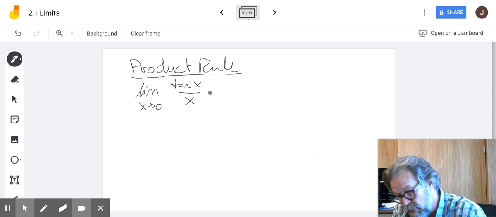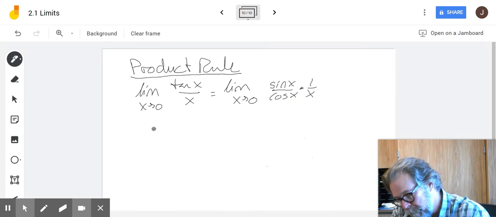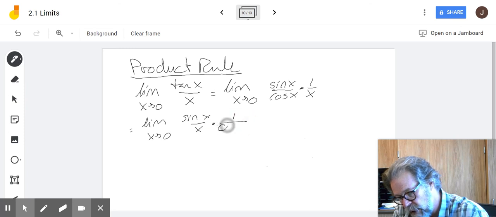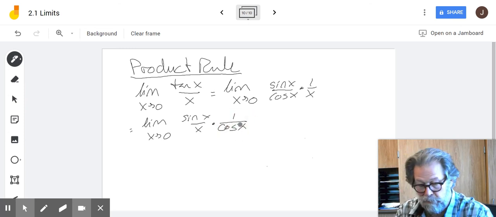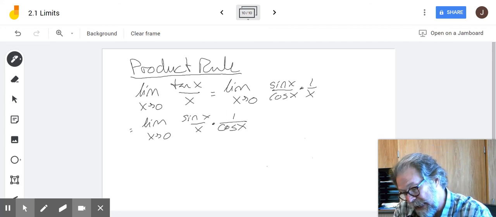But what I could do is say that, well, hang on a second. Tangent is sine over cosine. So this is sine x over cosine x times 1 over x. Notice that I just pulled the 1 over x out. But I could rewrite this as the limit as x goes to 0 of sine x over x times 1 over cosine of x. Notice that all I'm doing is shuffling around fractions because order of multiplication doesn't matter.